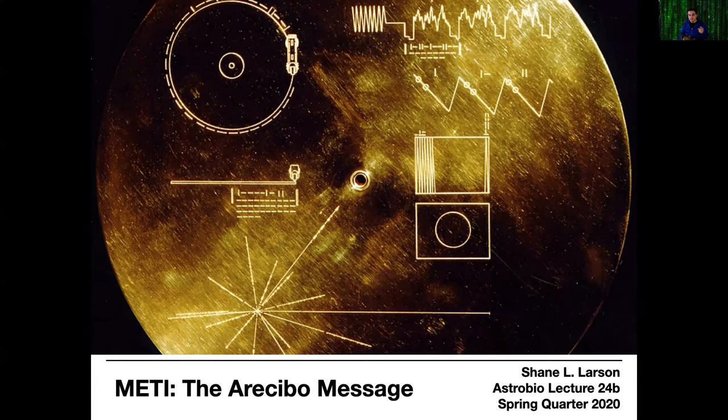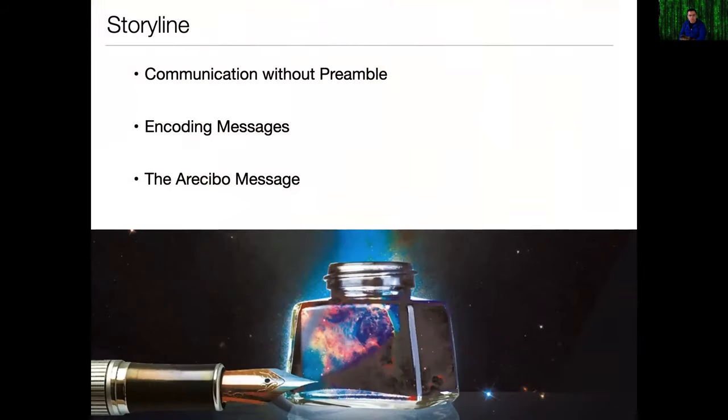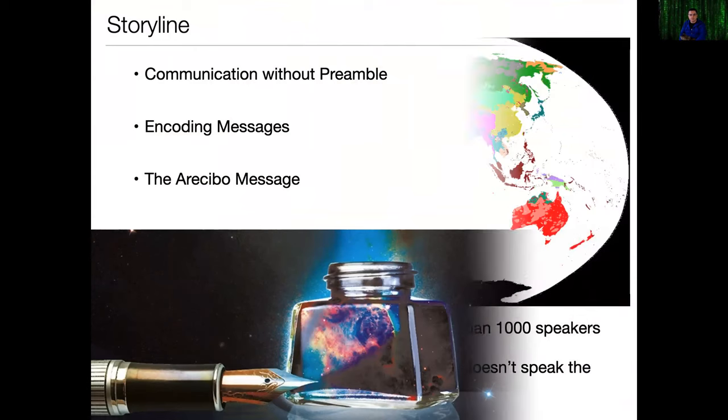But then the idea that you can make pictures from the data is really going to be the key to this. Okay, so there have been many examples of this in the past, 10 or 15 or so individual messages that I can think of. But we're going to talk very specifically about the Arecibo message, because it's probably the most famous one, and it's the one that you'll most often encounter people discussing. Okay. So we'll start by talking about this idea of what we call communication without preamble. We'll talk about how we encode messages, and then we'll end by showing you what the Arecibo message looks like.